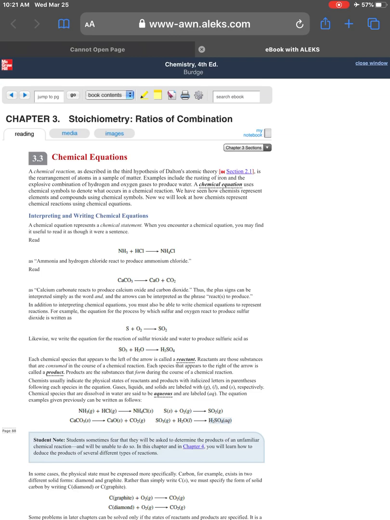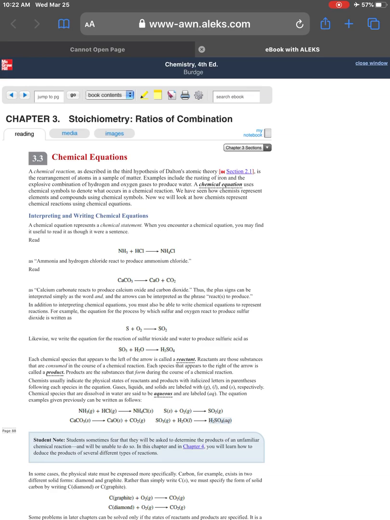reactions. For example, the equation for the process by which sulfur and oxygen react to produce sulfur dioxide is written as S plus O2, arrow SO2. Likewise, we write the equation for the reaction of sulfur trioxide and water to produce sulfuric acid as SO3 plus H2O, arrow H2SO4. Each chemical species that appears on the left of the arrow is called a reactant.